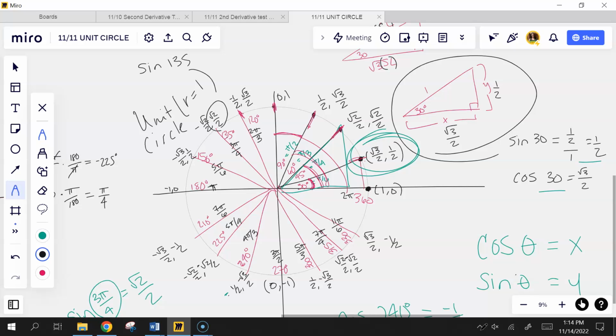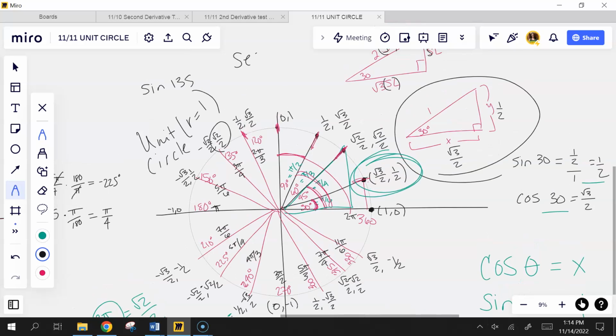All right, this one's a little bit harder. What's the secant of 180 degrees? Secant is 1 over cosine, right? So what's the cosine of 180 degrees? Negative 1. Go to 180 degrees. Cosine is x, so it's negative 1. 1 divided by negative 1 is negative 1.